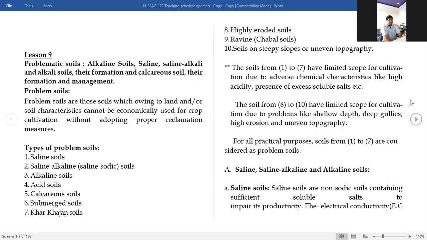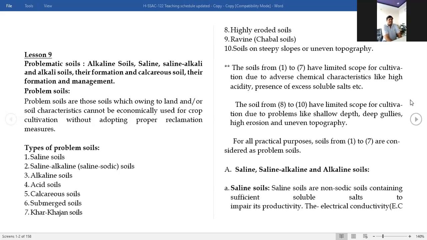This means that we cannot use the soil for commercial crop production without adopting proper reclaiming measures. What do you mean by reclaiming measures? We will study the reclaiming measures in management of problematic soils. So first we let you know what do you mean by saline soil, saline alkali soil, and alkali soil.